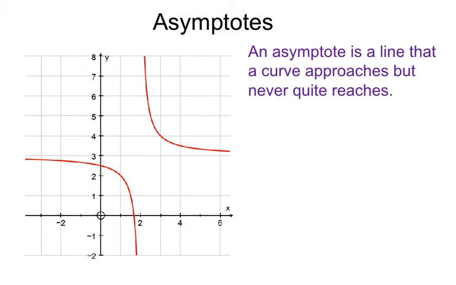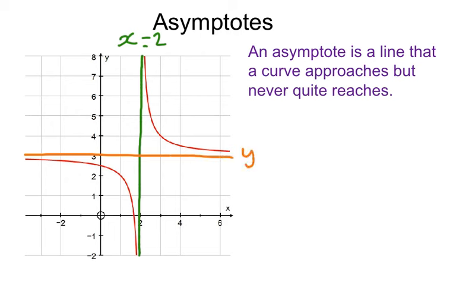So in this example, we have the line going down here. The curve is approaching this line, and we'll get closer and closer to it but never quite touch it. And we would call that line x equals 2. And then we also have the horizontal line going through there, which the curve once again approaches but never quite touches, and that one is y equals 3.